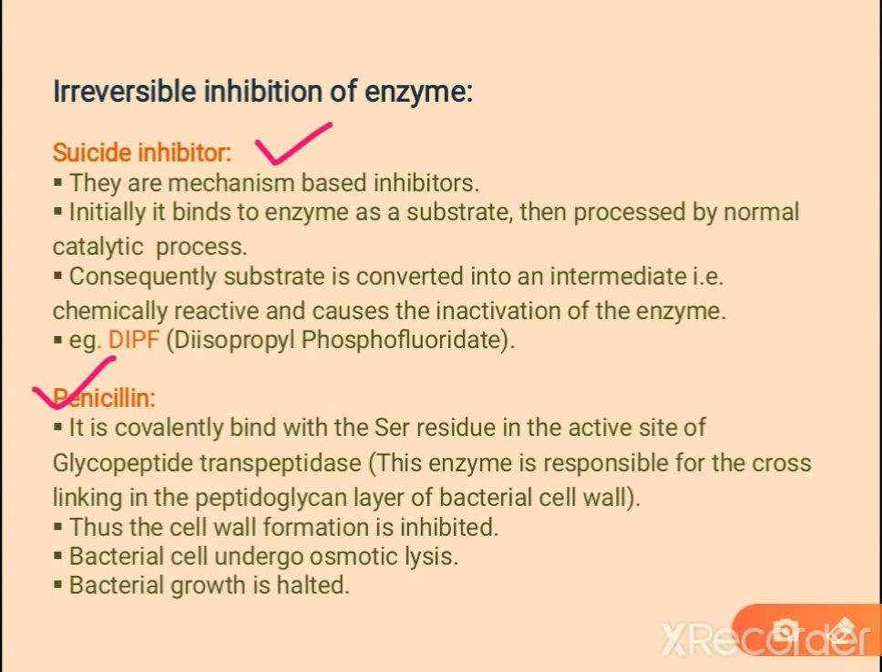Penicillin is also a very important irreversible inhibitor of enzyme. Penicillin binds with its target enzyme by covalent interaction. They bind with the enzyme glycopeptide transpeptidase. It is a very important enzyme for the bacterial cell wall formation. This enzyme actually produces the D-amino acid which helps in the cross linking in the peptidoglycan layer of the bacterial cell wall. So, if we inhibit this enzyme, then the bacterial cell wall can't form.